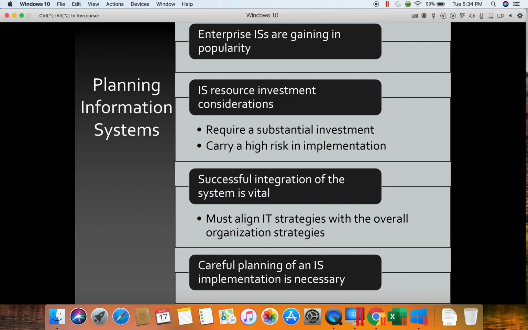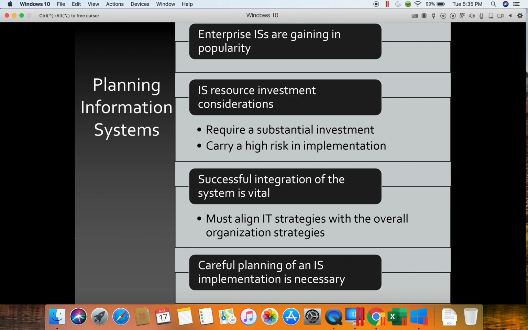When a company begins trying to plan for information systems, they need to make sure that the strategies they're using for their information technology are also aligning with the overall strategies of the organization.